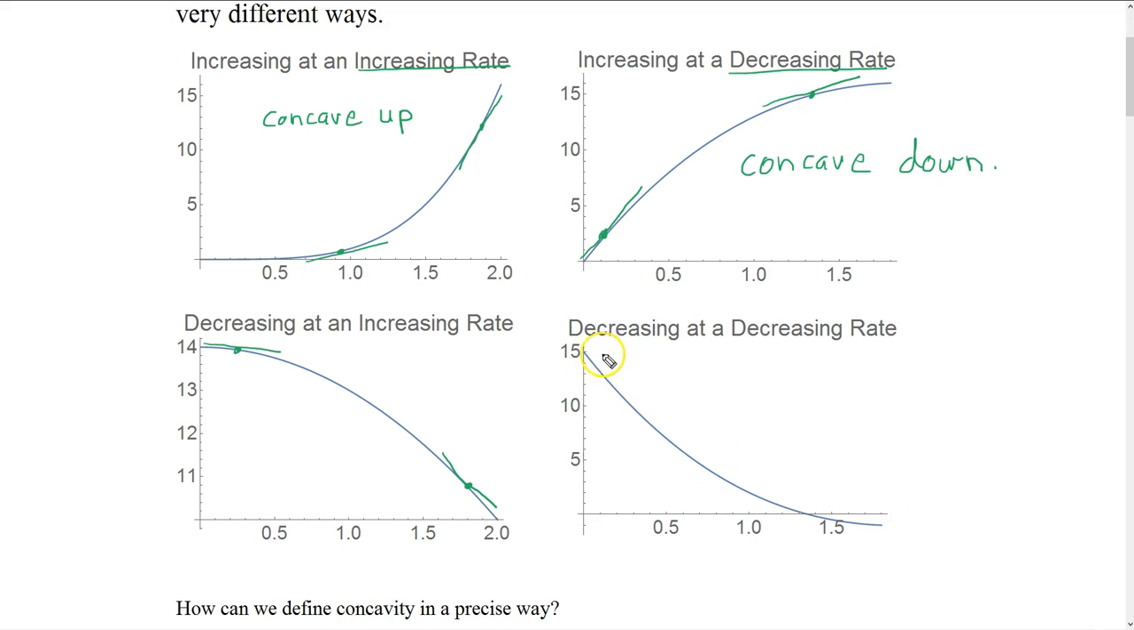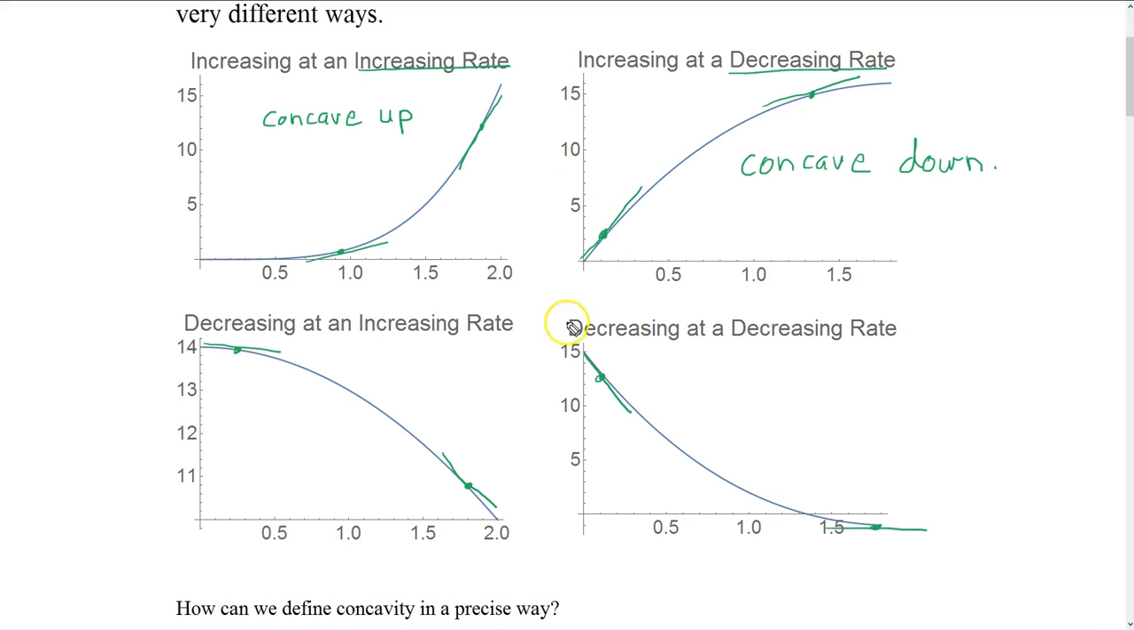Over here, you are decreasing at a decreasing rate. Notice the slope of your tangent line here is a larger negative number than over here. Over here, the slope of your tangent line is relatively small, close to zero. So we say that the function in this case is decreasing at a decreasing rate.